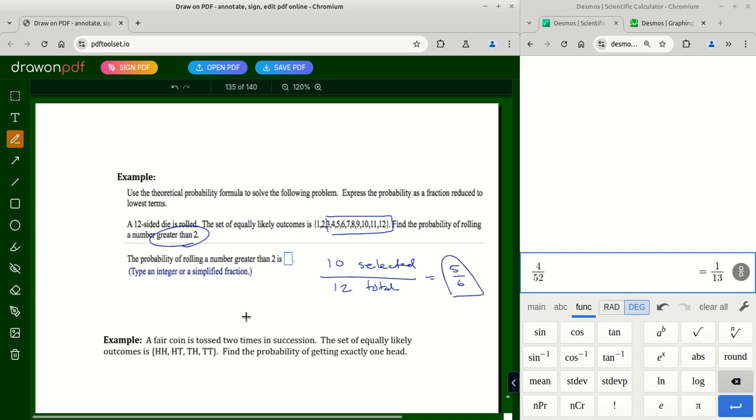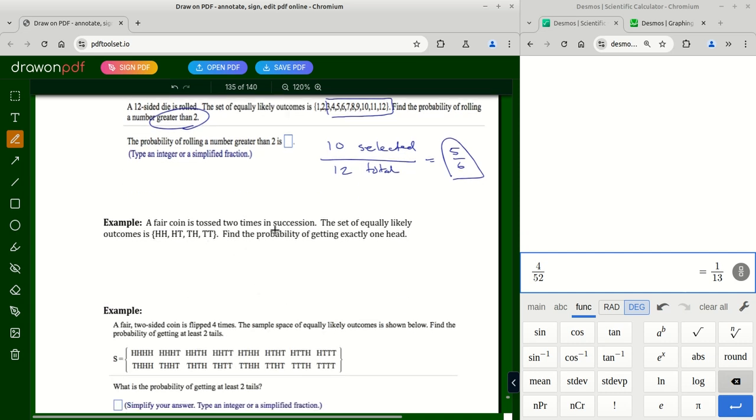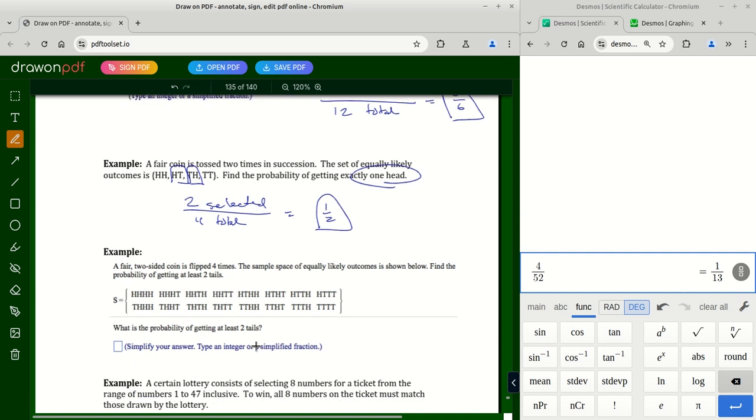And there it is. You toss a coin 2 times. What's the probability of exactly 1 head? So 1 head, 1 head. That's 2 selected out of 4 total, and that would be 1/2. Notice that I'm physically selecting them. Even right here, I'm going to physically select them.